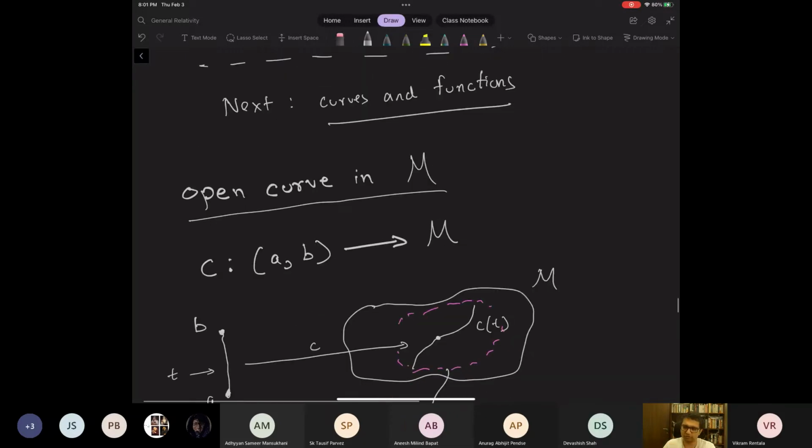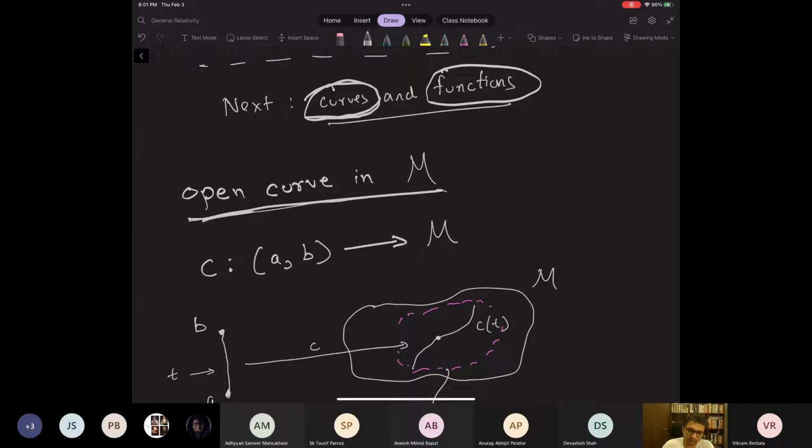So the next thing that we'll do is define a notion of a curve on a manifold. This will be very important when we try to define vectors on a manifold, and then we'll also define the notion of functions on a manifold. So the first thing is to define curves. We'll define an open curve on a manifold M. We've already defined maps between manifolds M and N. In this case, we'll define the map to be from an open interval A to B, which you can think of as a topological space or directly as a subspace of the real line, and we'll map it to some arbitrary manifold M.